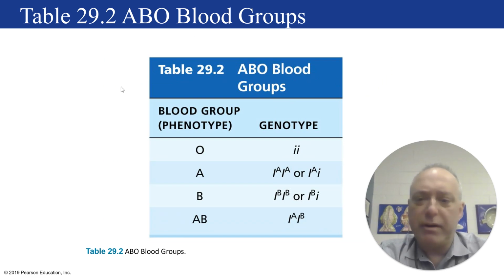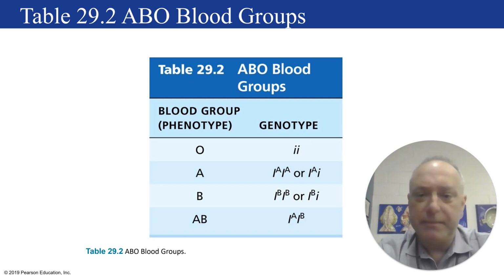Now, we've talked about dominance and recessive, and this works for certain genes. But other groups, like blood group, the ABO blood groups, are not dominant and recessive, but are what's called co-dominant. So both alleles are expressed. So let's look at the phenotypes. The phenotype is the expressed characteristic, and the genotype is the genetic characteristic.